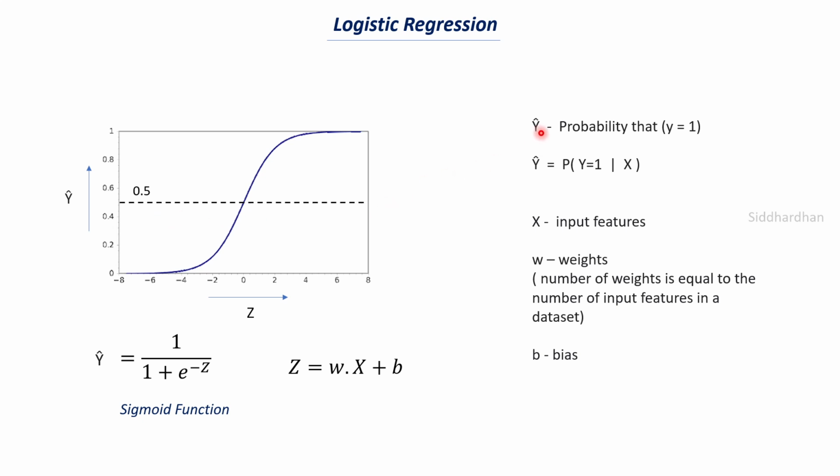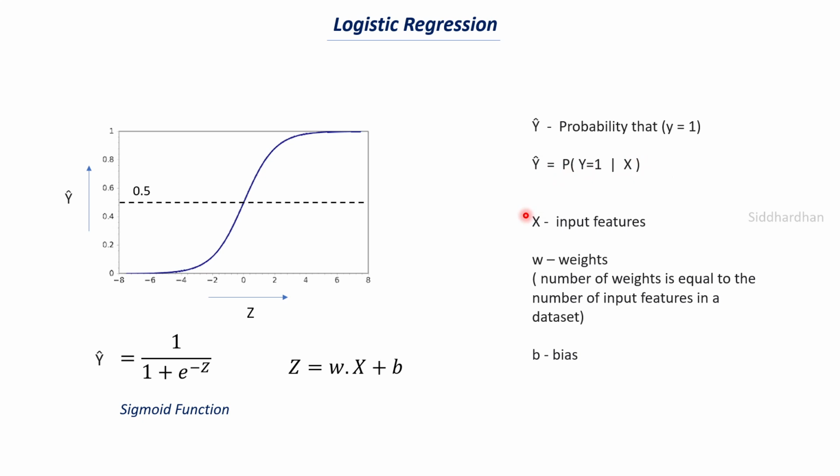In other words, the probability that y is equal to 1 can be written like this: y cap is equal to P of y is equal to 1 given x. You can read this line as y cap is equal to the probability that y is equal to 1 for a given value of x. Now what is meant by this x? x is our input feature.